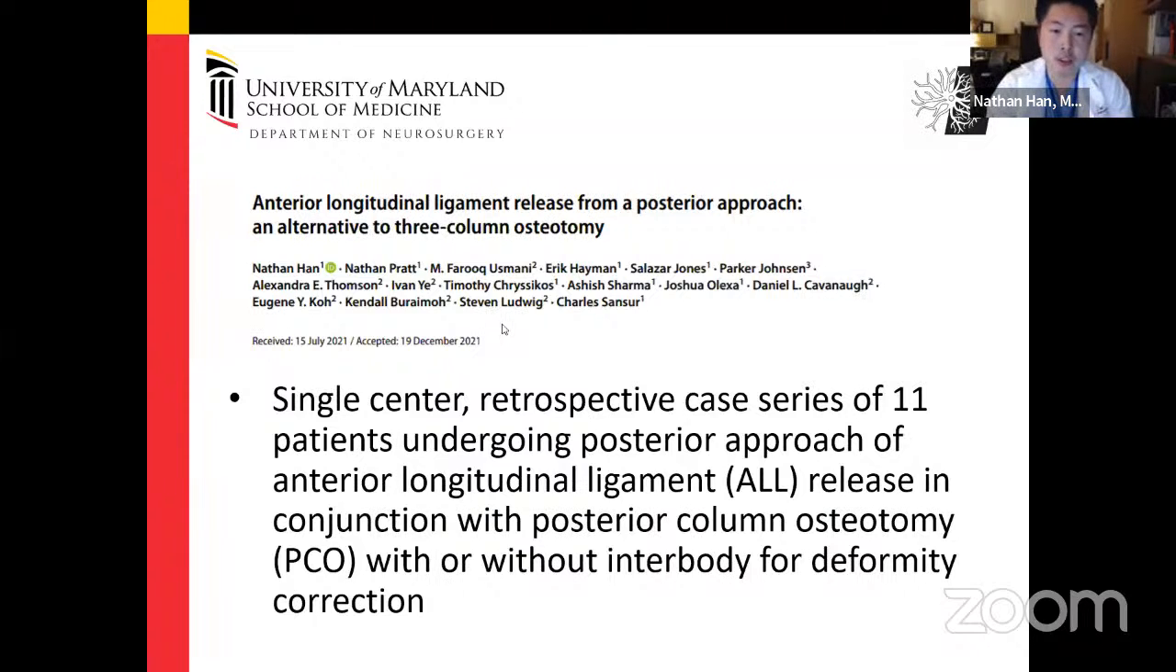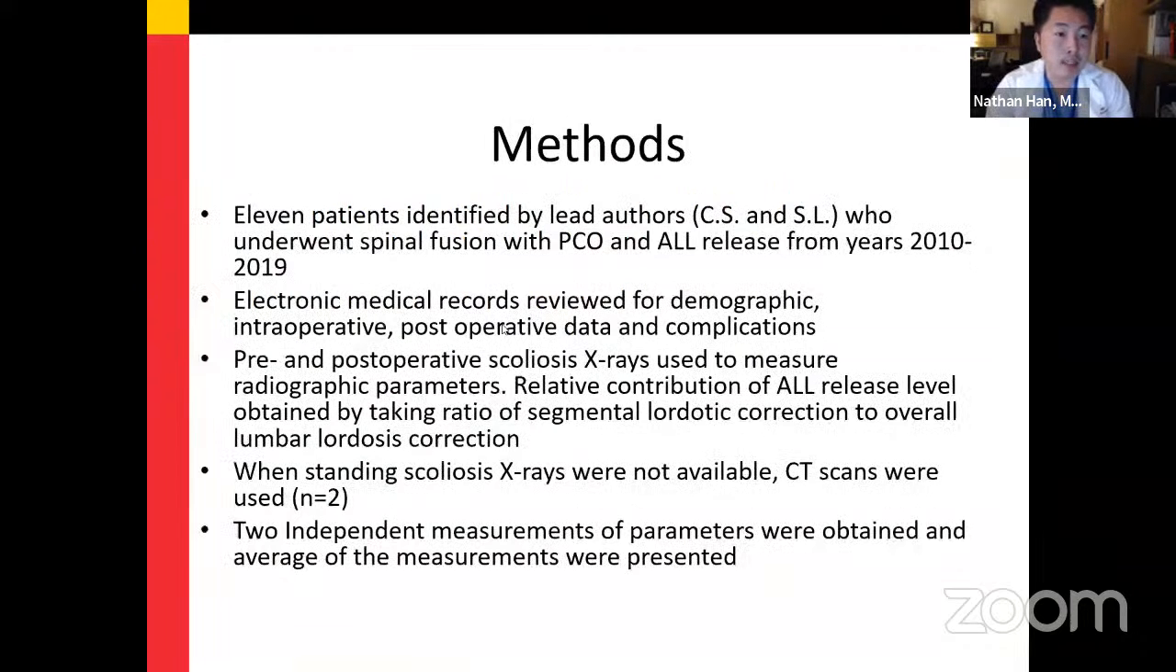This is our recent paper published in our institution. It's a single center retrospective case series of a relatively small number of patients, 11 patients, who underwent this posterior approach to ALL release in conjunction with the posterior column osteotomy, with or without interbody for deformity correction. We identified 11 patients whom Dr. Sansur and Dr. Ludwig, our senior surgeons, performed this ALL release with PCO from years 2010 to 2019.